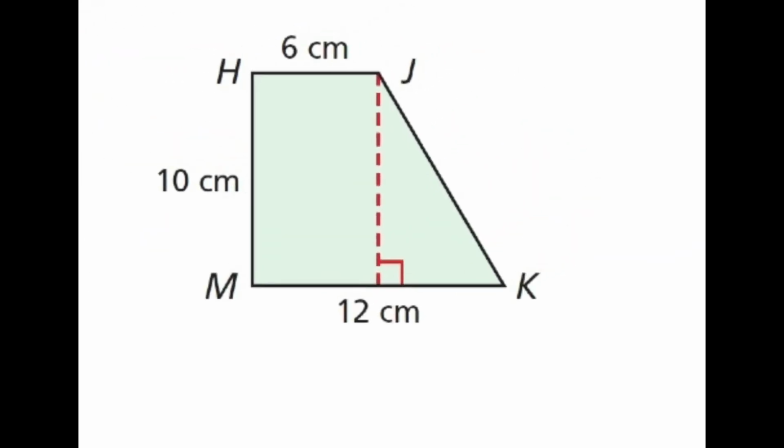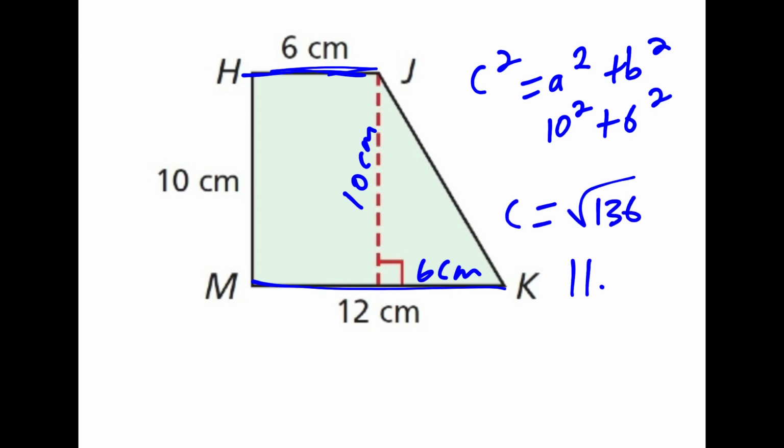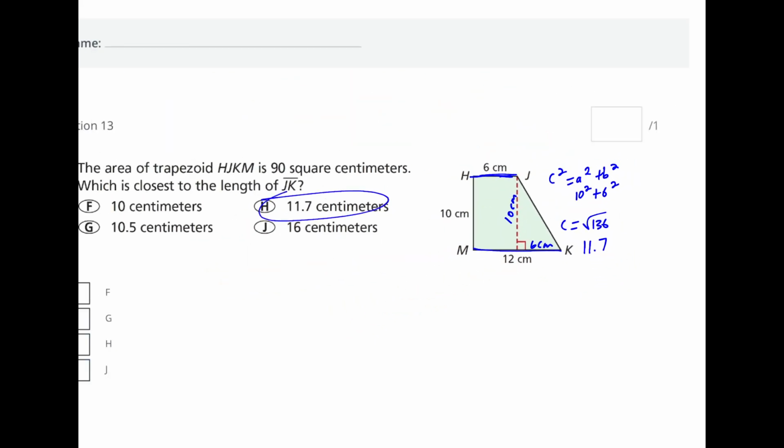13. Given this diagram, since this entire length MK is 12, and I know that part of it is 6, the other part is also going to be 6. This 10 centimeters goes over there as well. So now I have c squared is equal to a squared plus b squared, where this is 10 and this is 6. So I'm looking at c is equal to the square root of 136. So it's going to be 11.7 or so, which means that h is going to be the best answer.